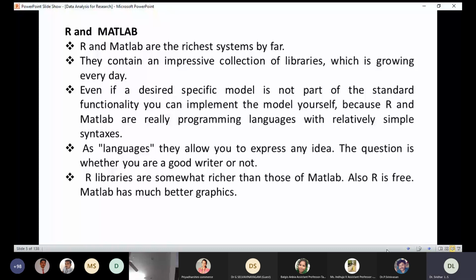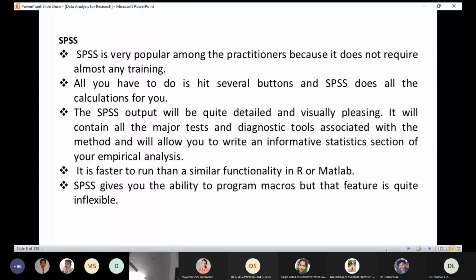And SPSS is now popularly known to everyone, the practitioners, because it does not require any kind of training. You can understand it. The only thing is you need to know how to interpret. That is the knowledge required. Apart from that, SPSS doesn't require much knowledge.